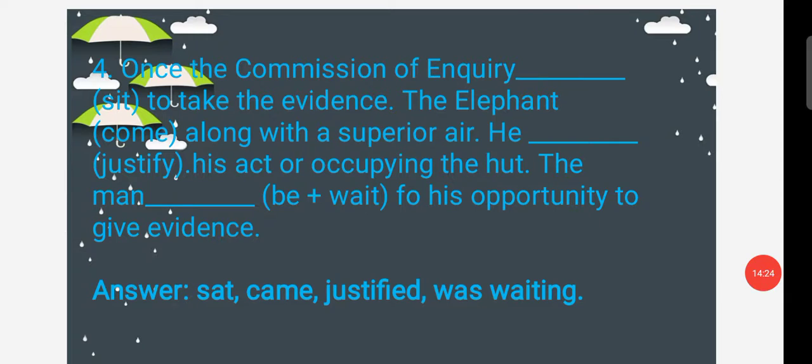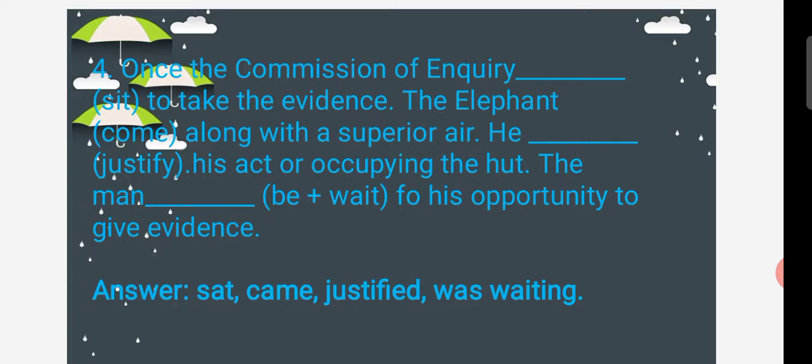Once the commission of inquiry, again this had taken place in the past tense, same lesson, all the verbs should be in the past tense. Sit, past tense is sat, to take the evidence. The elephant come, past tense is came, along with the superior air. He justify, past tense is justified, his act of occupying the hut.